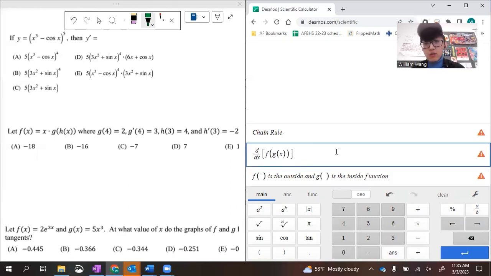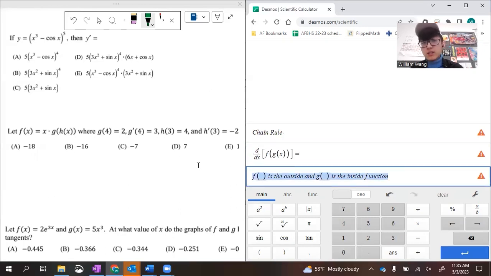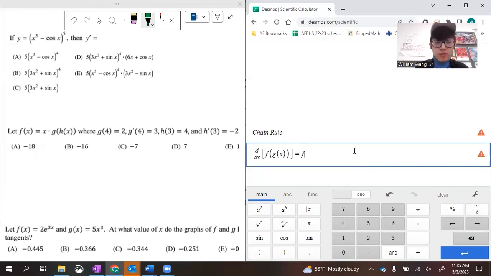When I take the derivative of this, there's a rule that I apply. The rule is this. I take the derivative of the outside, so f prime, and I leave the inside the same. So this g of x stays the exact same. Cool. Then I multiply by the derivative of the inside. So I multiply by g prime of x.